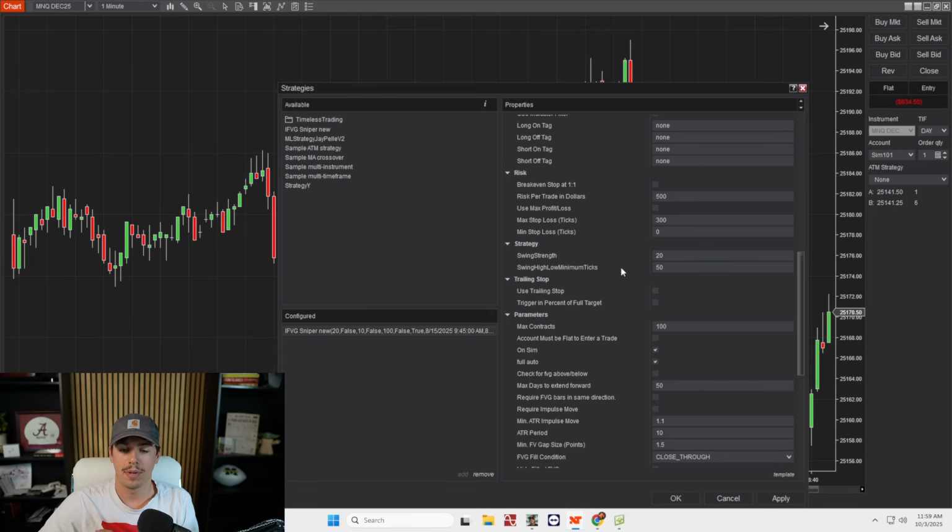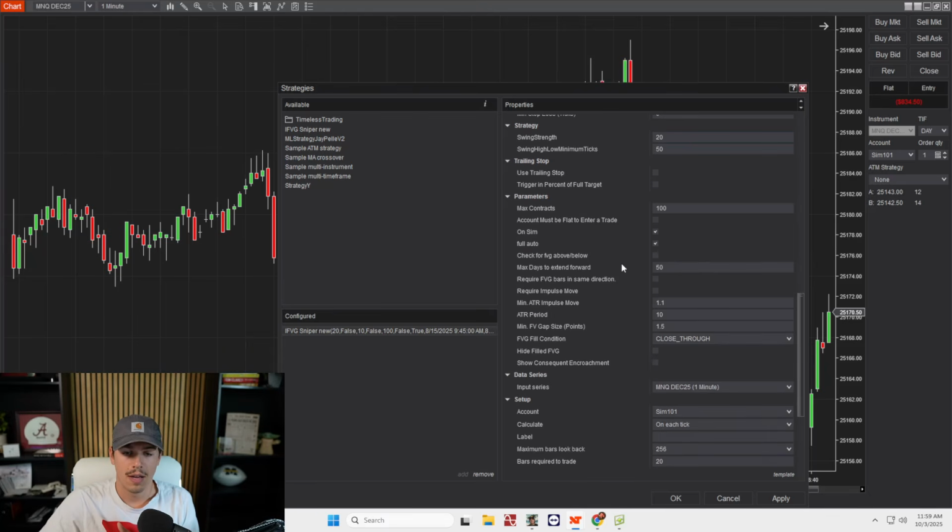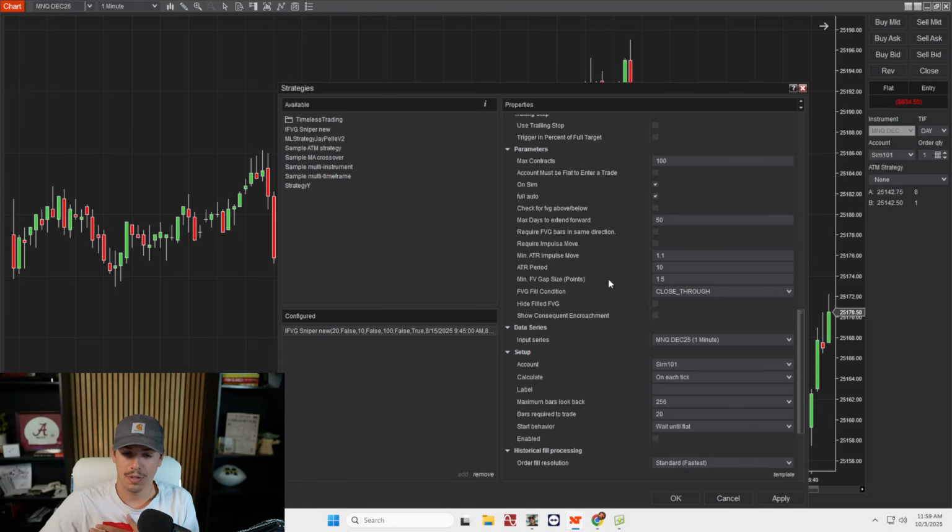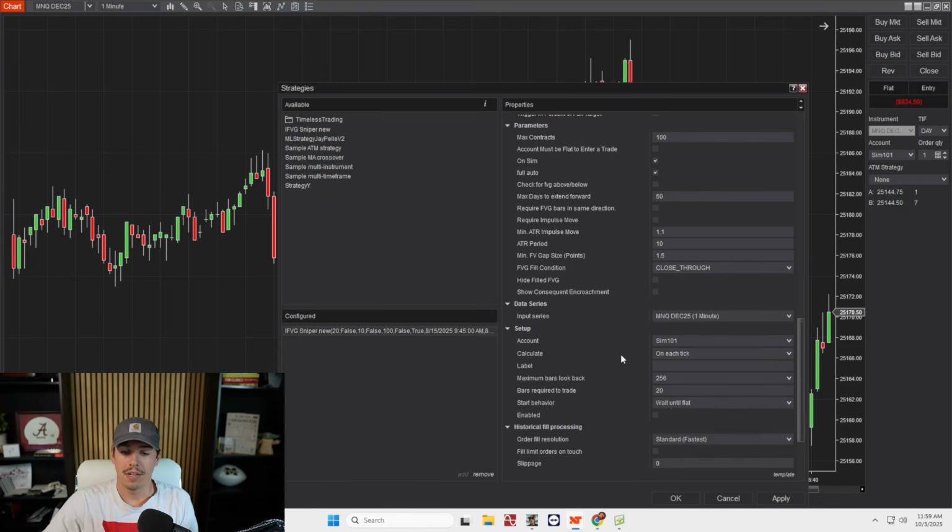So the swing high low minimum tick is set to 50. What that does is it allows for trading in a smaller range, which generally overnight you're going to have anyway, right? And then just have the on sim checked if you're using a prop firm account or anything. Full auto checked there. And the only other thing changed from default is setting this to 1.5 instead of 2 or whatever you're on. And that's it for the settings, guys.